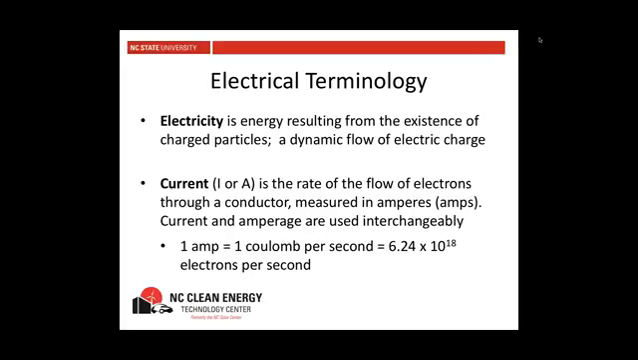So we'll see either an I or an A, and that'll be referring to the current, which is the rate of the flow of electrons. We'll look at a diagram in just a minute, and I'll talk a little bit more about what I mean by the rate of flow.